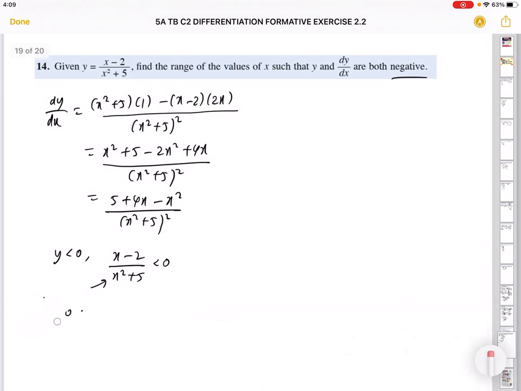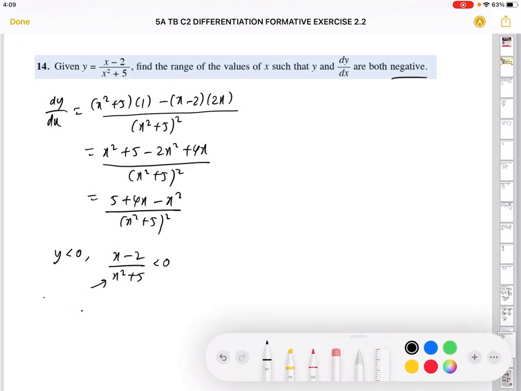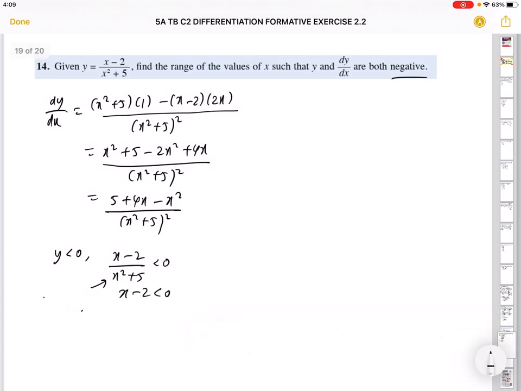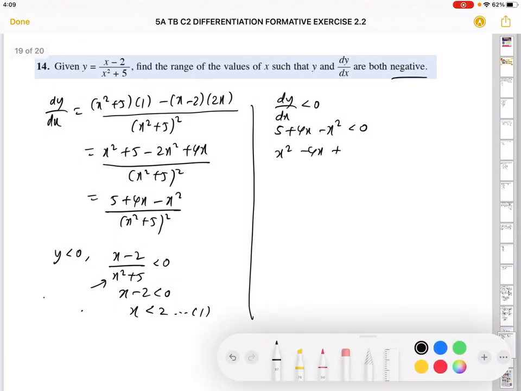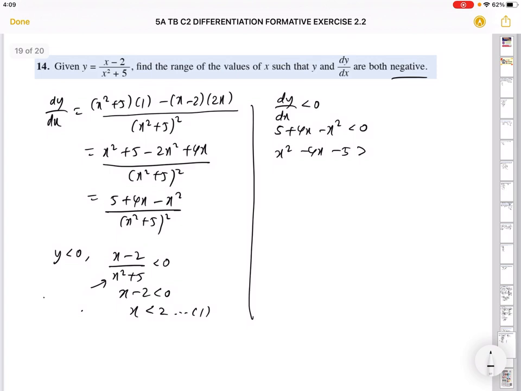First inequality. Second inequality, your dy dx is negative, less than 0: 5 plus 4x minus x squared less than 0. I'll just rearrange it to make it positive, more than 0, double bracket, factorize this. So we sketch the graph, -1 and 5. More than 0 is this. So your x is less than -1, or more than 5.